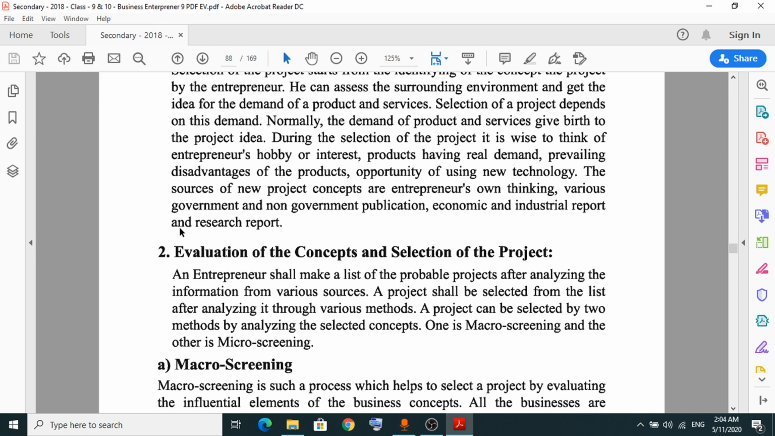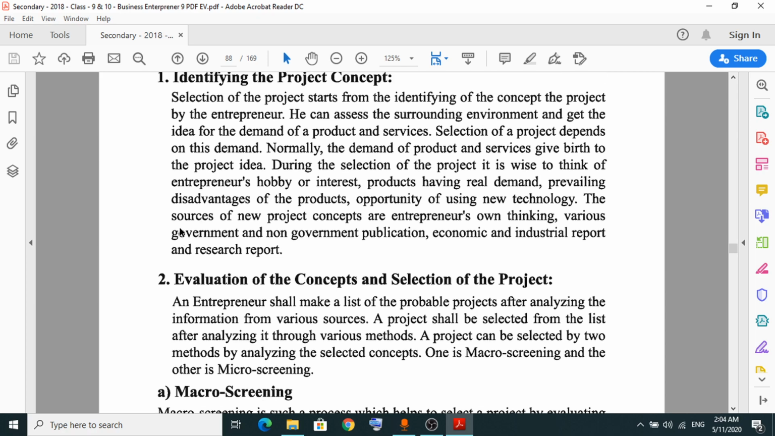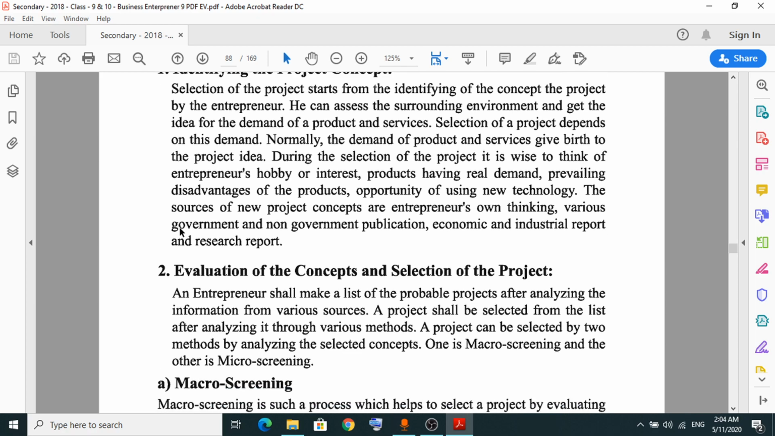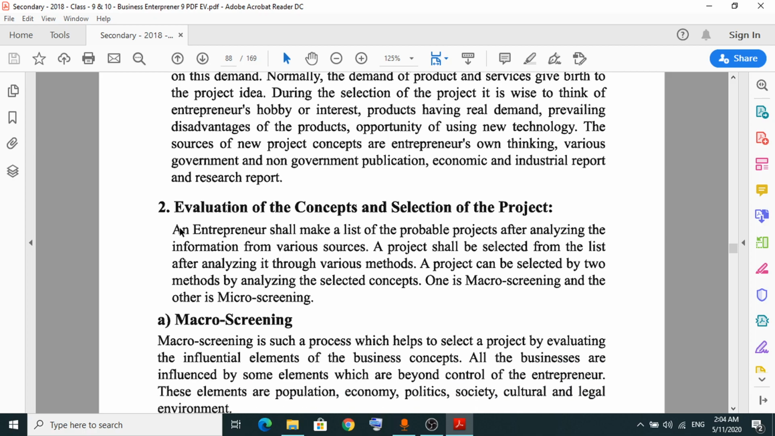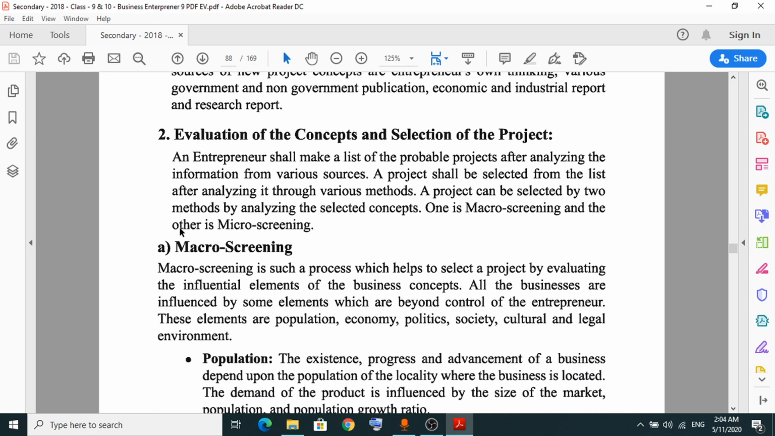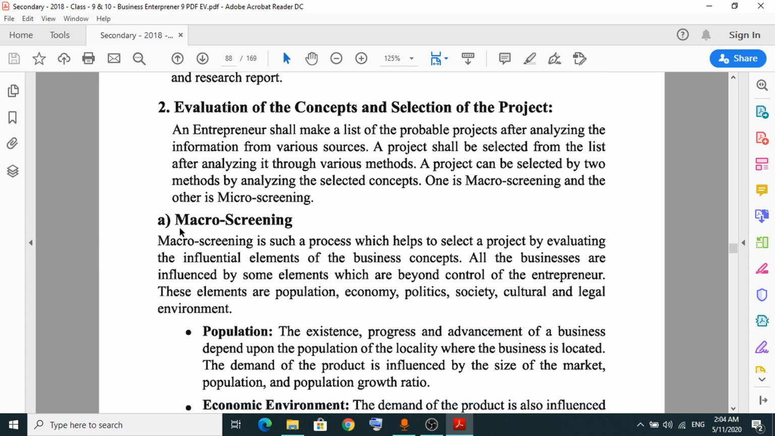In short, you can say that the first point is saying that you have different types of project ideas or different concepts of projects in your mind, but you have to pick the right one. And how can you pick the right one? Number two is stating how you can pick a right project for your business.